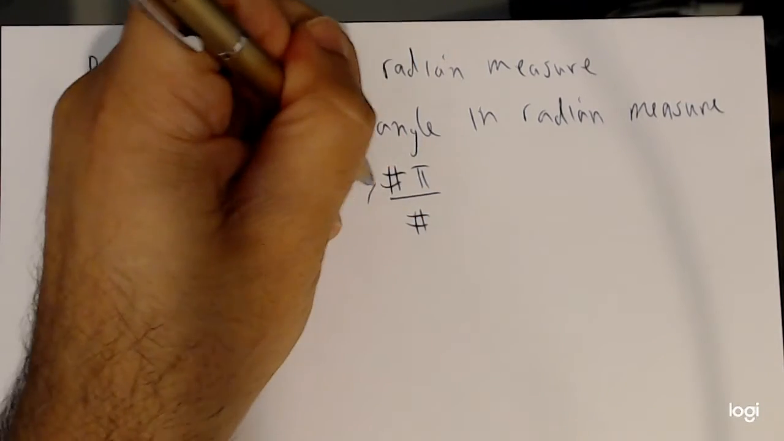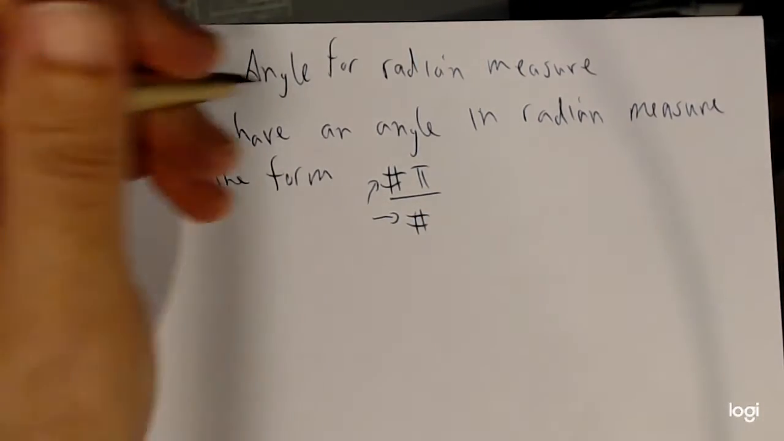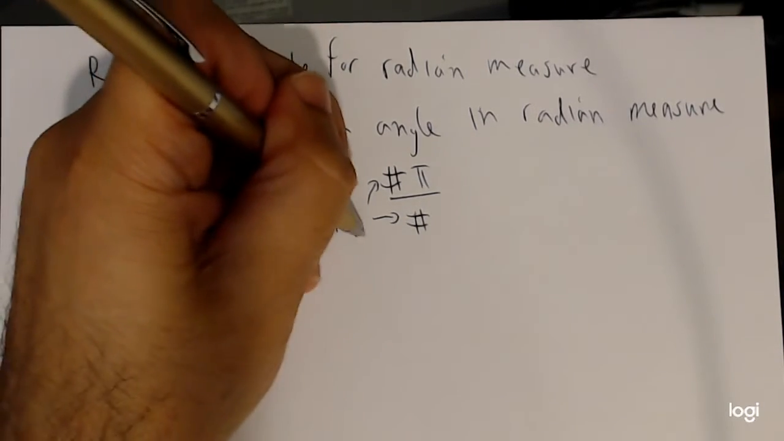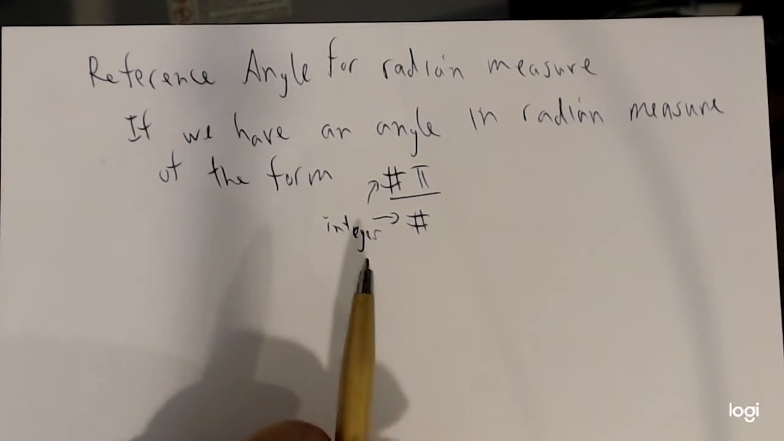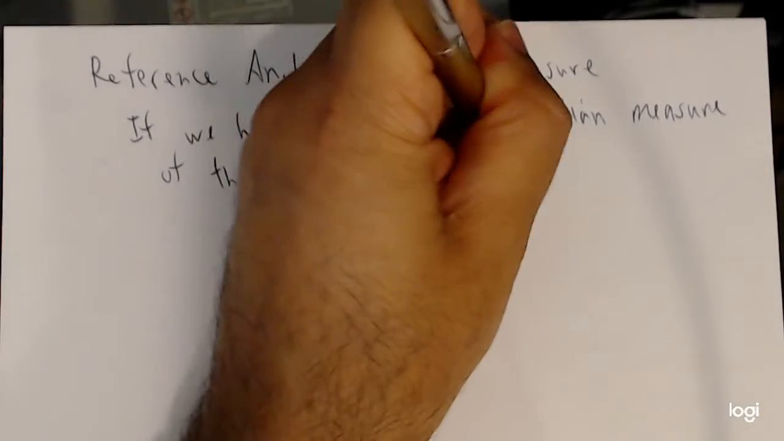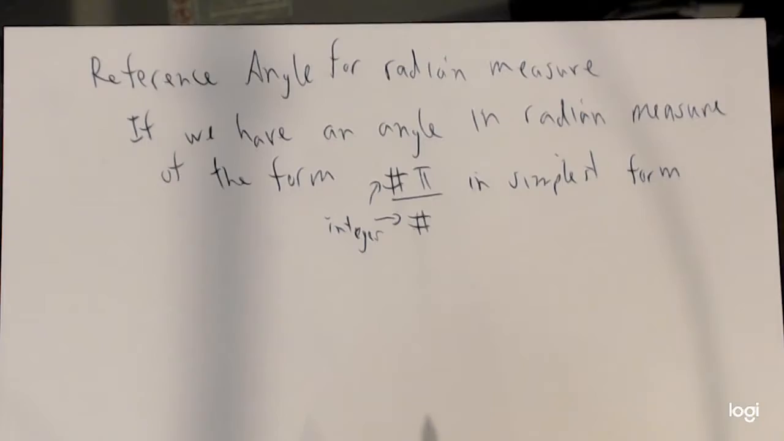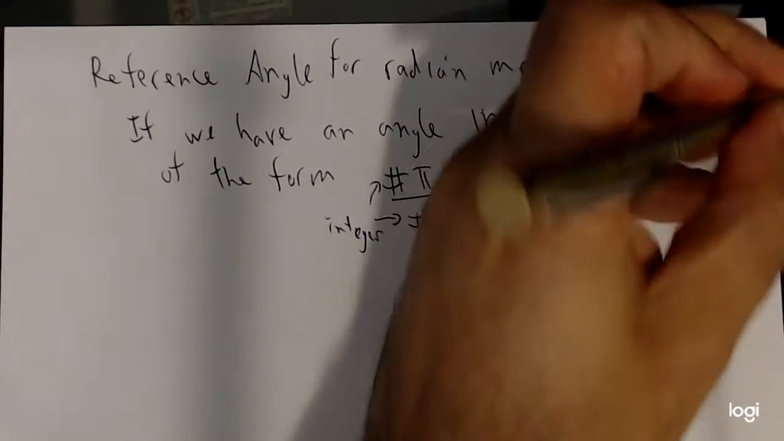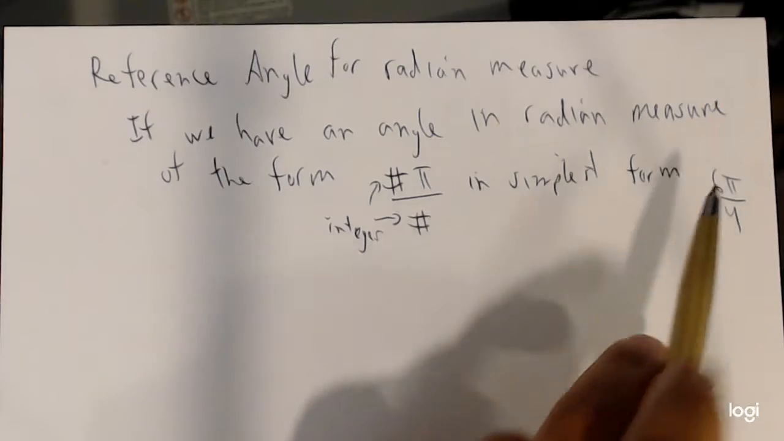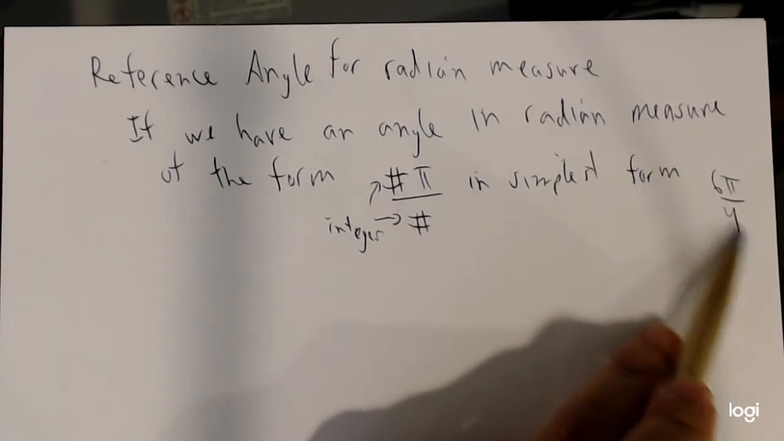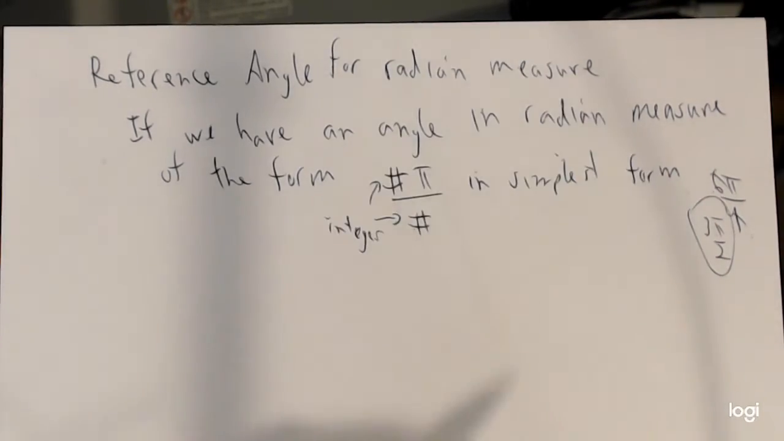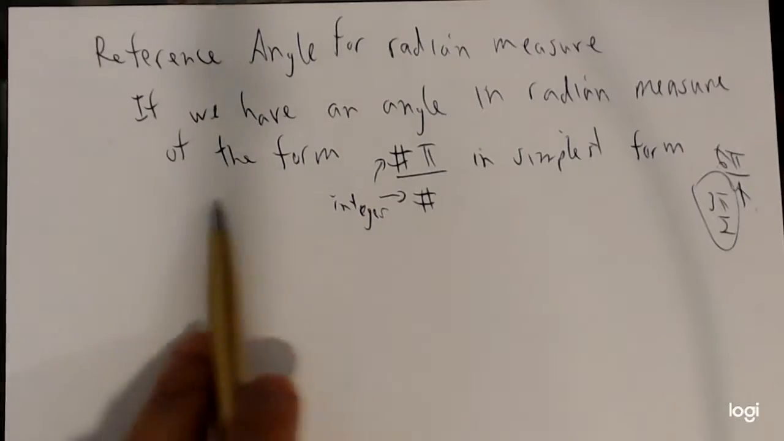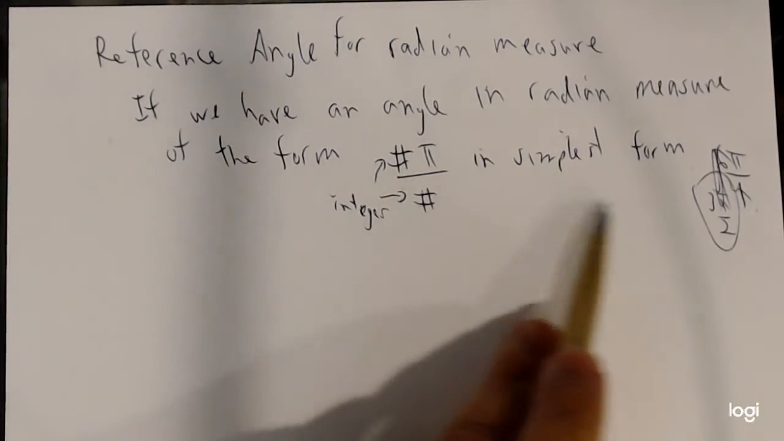And what I want to point out is these numbers have to be integers. Okay, so we can't have these numbers be decimals. They have to be integers, okay? And they have to be in simplest form. What do I mean by simplest form? You have to simplify them where you can't simplify anymore. So, for example, 6 pi over 4, that's not in simplest form because I could still simplify this, right? Because this simplifies to 3 pi over 2. Now it's in simplest form. So that's what I mean. Okay? So we have it of this form and it's in simplest form.